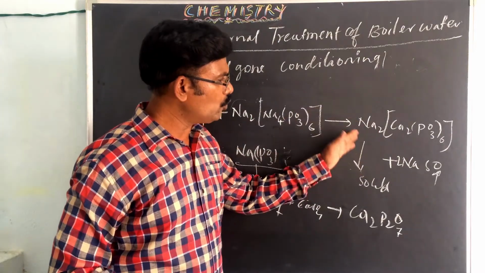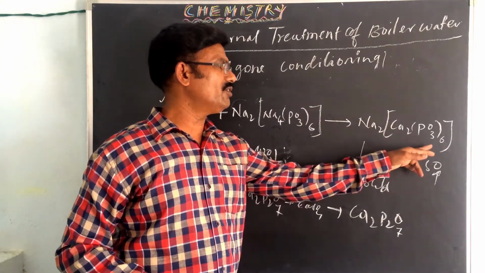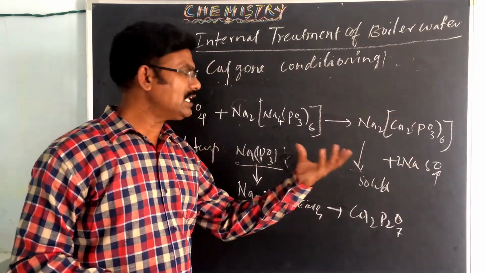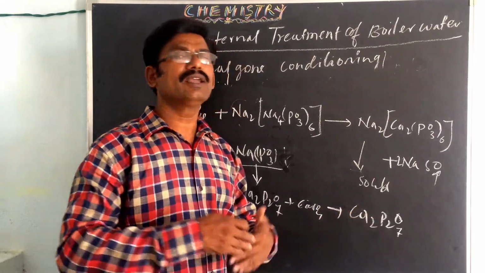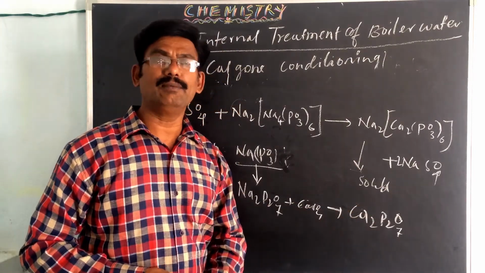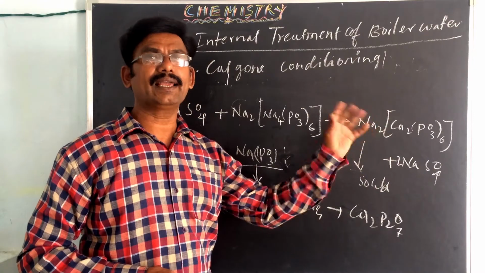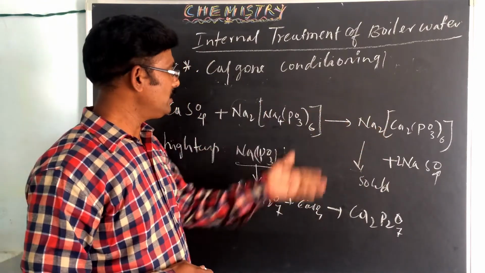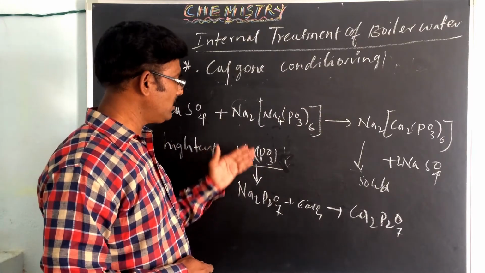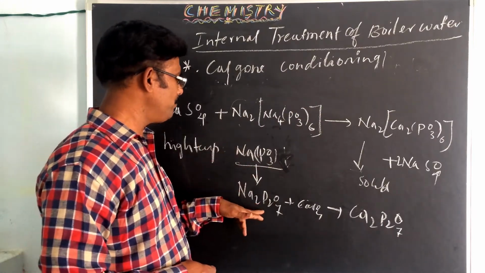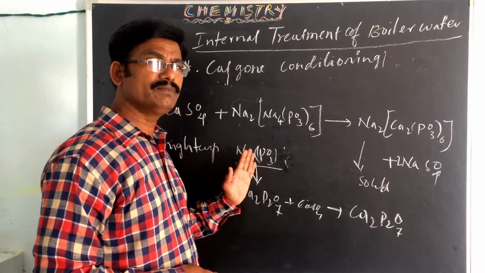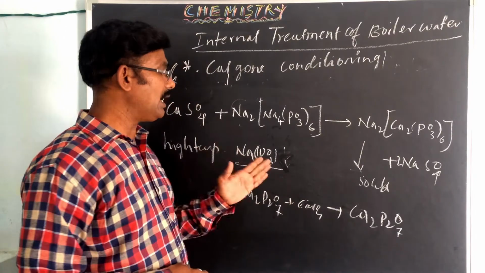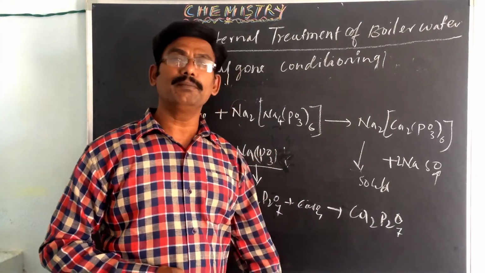So to form Na2Ca2(PO3)6, taken twice. This is highly soluble in water, so highly soluble means we can remove it easily. Calcium sulfate is also soluble in water, and this is a loose formation of sludges. We can blow it out easily. If sodium phosphate is converted at high temperature, it is converted into Na2P2O7. This also reacts with the calcium ions to form Ca2P2O7.